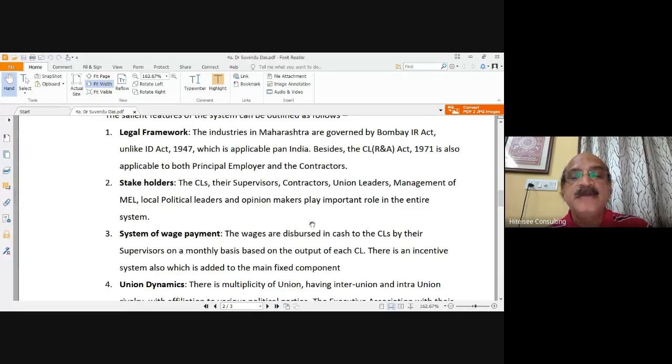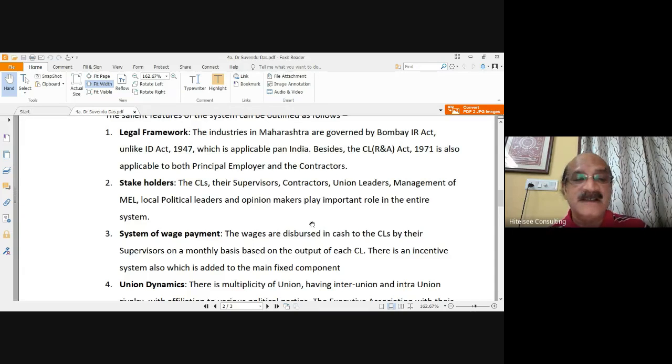As you may be aware, in Maharashtra, there is a special Bombay Industrial Relations Act, which is not applicable anywhere else in the country. Pan-India, the Industrial Disputes Act 1947 is applicable. Besides that, the Contract Labour Regulation and Abolition Act 1971 was also applicable in India. The stakeholders in this issue are the contract laborers themselves, their supervisors, the contractors, and a lot of unions and union leaders.